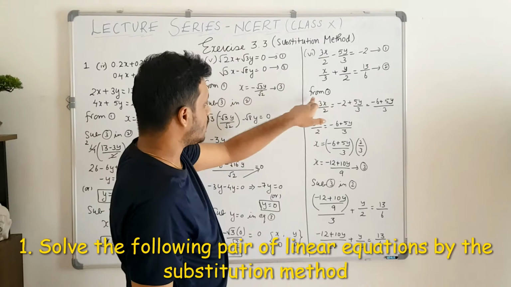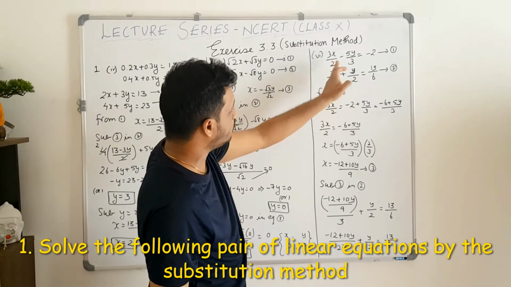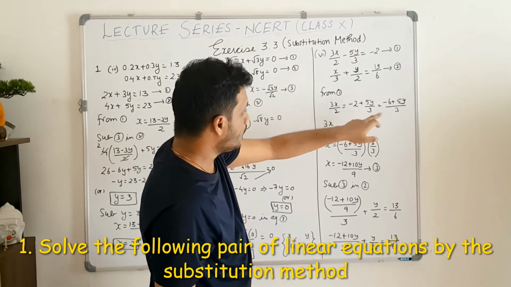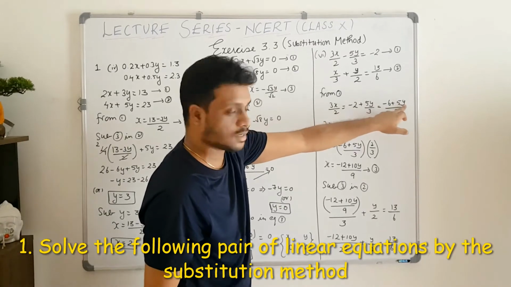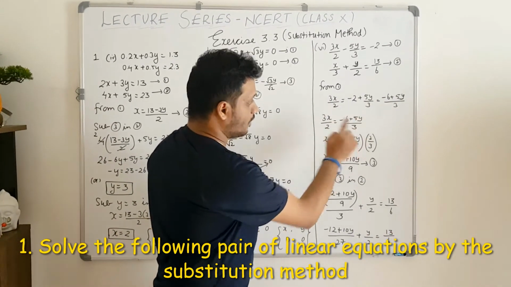So first, I'm taking the first equation. I have written 3x by 2 is equal to minus 2. The 5y by 3 goes that side, so it becomes positive. I have taken LCM. So 2 has become minus 6, the 5y remains as it is. So I have 3x by 2 is equal to minus 6 plus 5y by 3.